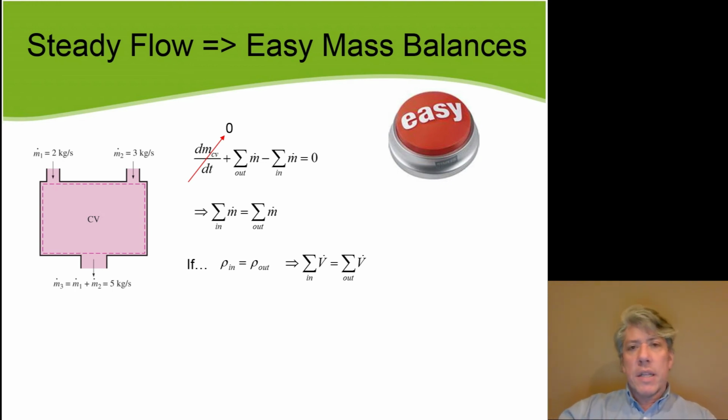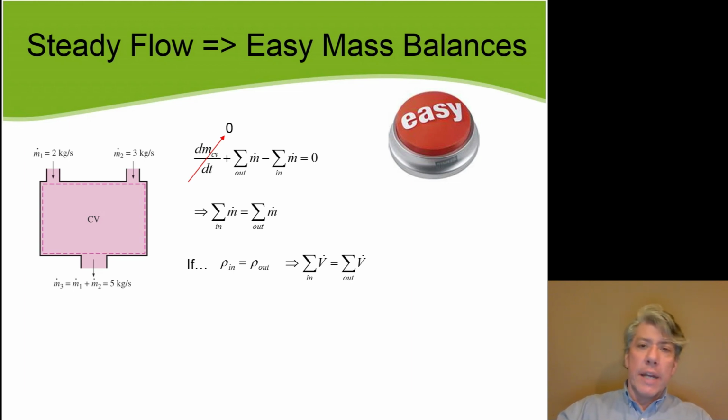Well, basically, then the inflow and outflow is equal. So if we got 2 kilograms per second coming in and 3 kilograms per second coming in a different port, then for there to be no change in the mass in the control volume, the exiting flow must be 5 kilograms per second. Okay, well, we've made so many approximations and assumptions, is this really worth anything anymore?